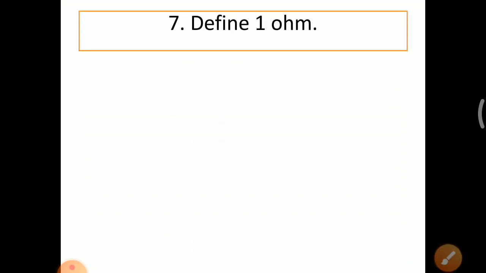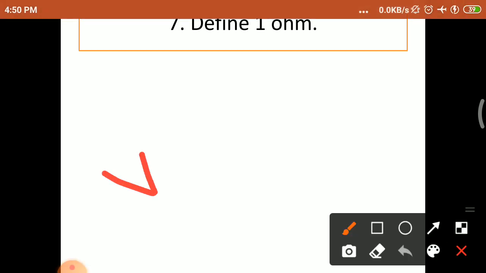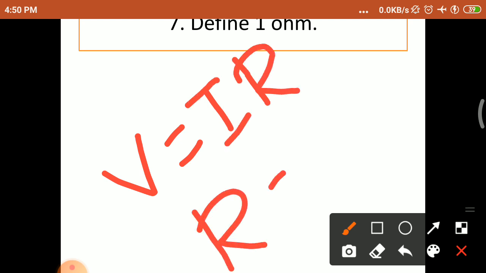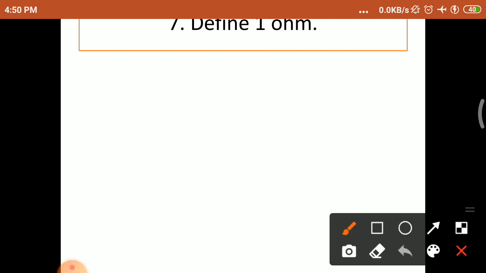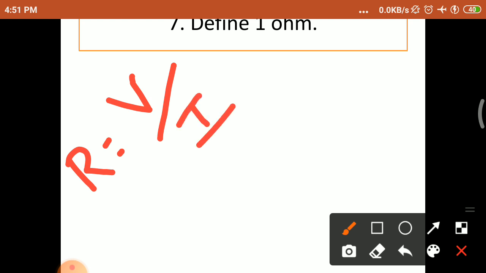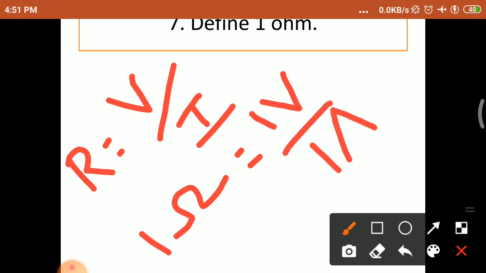The next question, define 1 ohm. Normally we know the formula V equal to IR, R equal to V by I. The SI unit of R is ohm. So 1 ohm means when the potential difference is 1 volt and the current is 1 ampere, then the resistance is 1 ohm.